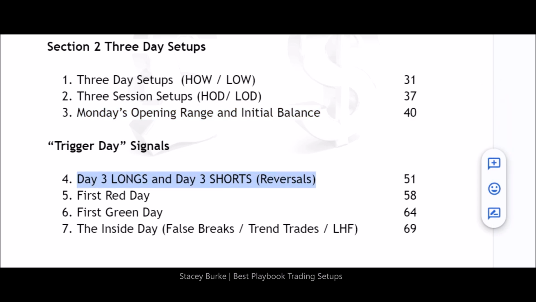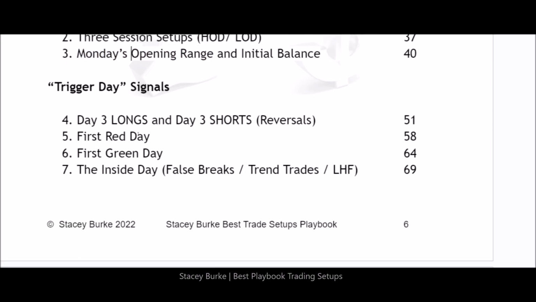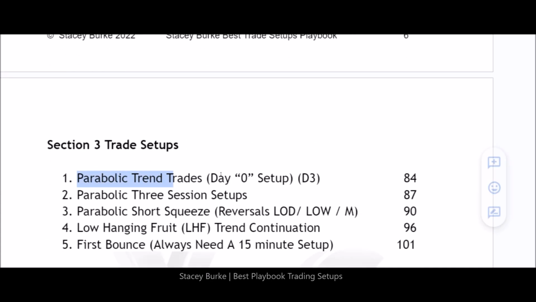There are subtle variations in Monday's opening range, which I will be doing a more advanced video on and putting into the library in the playbook course, because there are specific types of days, and that leads us to understanding day 0 setups. You can have days that establish a day 0 setup for a parabolic trade the next day that is a 3-session setup on a day 2 or a day 3.